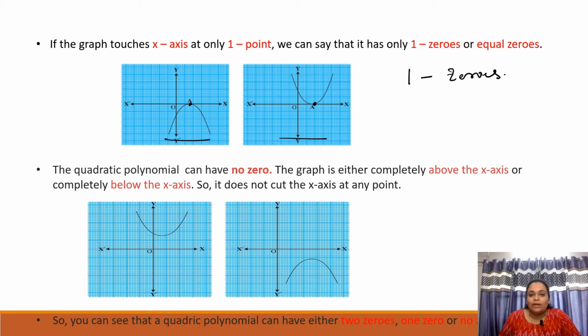If the quadratic polynomial has no zeros, it will not touch the x-axis. So it is above the x-axis or it may be below the x-axis. You can see that it is not touching the x-axis anywhere. So we can say it has no zeros. A quadratic polynomial can have a maximum of 2 zeros. Yes, it can also have 1 zero and it can also have no zeros. Now we will see the graphical representation of a cubic polynomial.